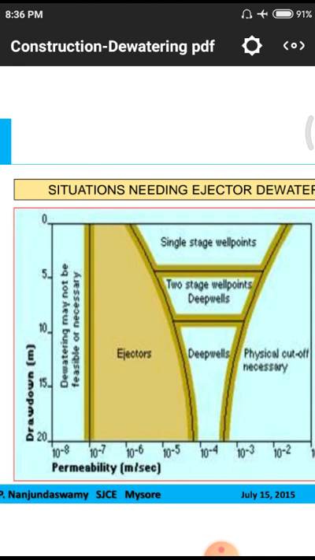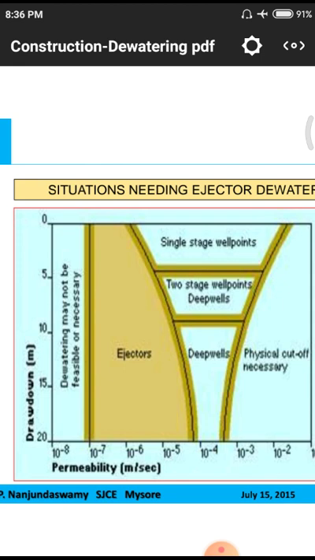For every meter, we have 3.33 feet. So 5 meters is about 15 to 17 feet. Nearly 5 into 3, we will get 15 feet. 3.33 into 5, we will get about 17 feet. So for a 17 feet depth, we have to go for these single stage well points.